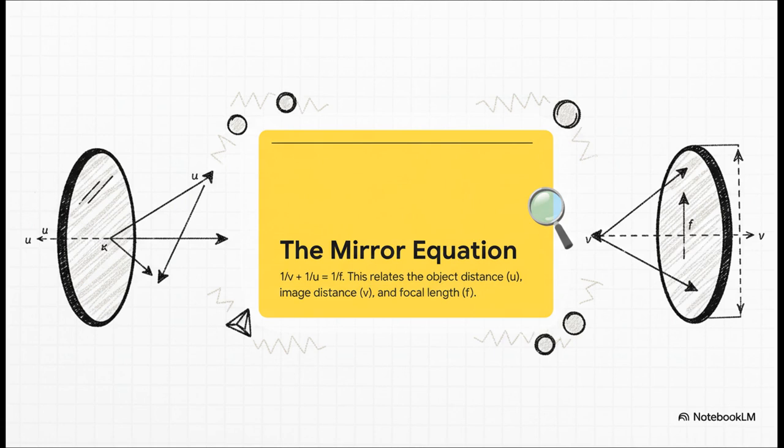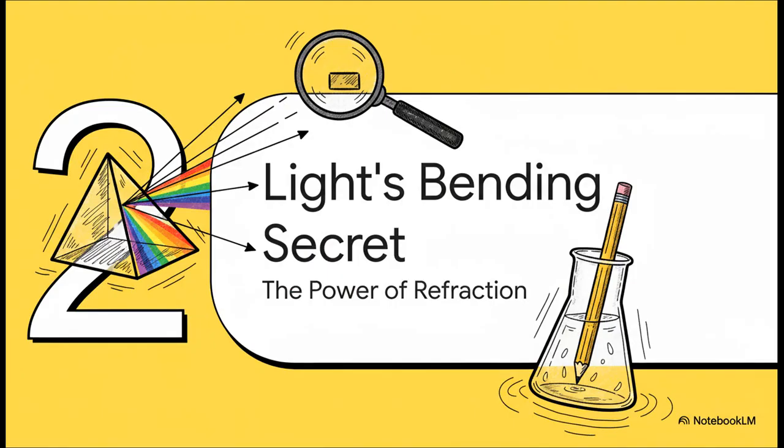It's like a blueprint that lets us predict exactly where an image is going to show up, how big it'll be, everything you need to know for any curved mirror. So that brings us to our second key, which is honestly even more powerful. It's called refraction. Now, we're not talking about bouncing light anymore. We're talking about bending it.